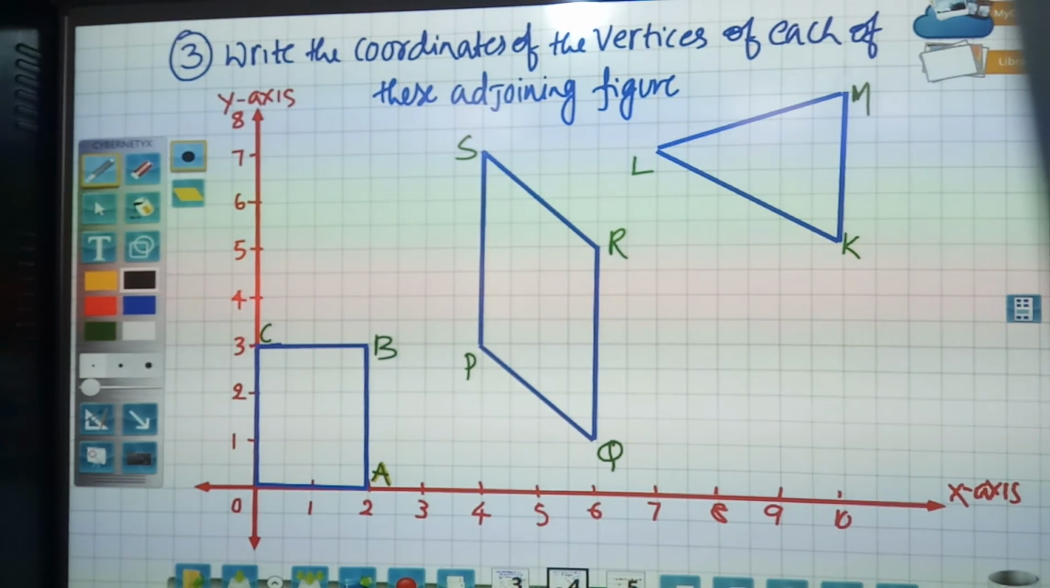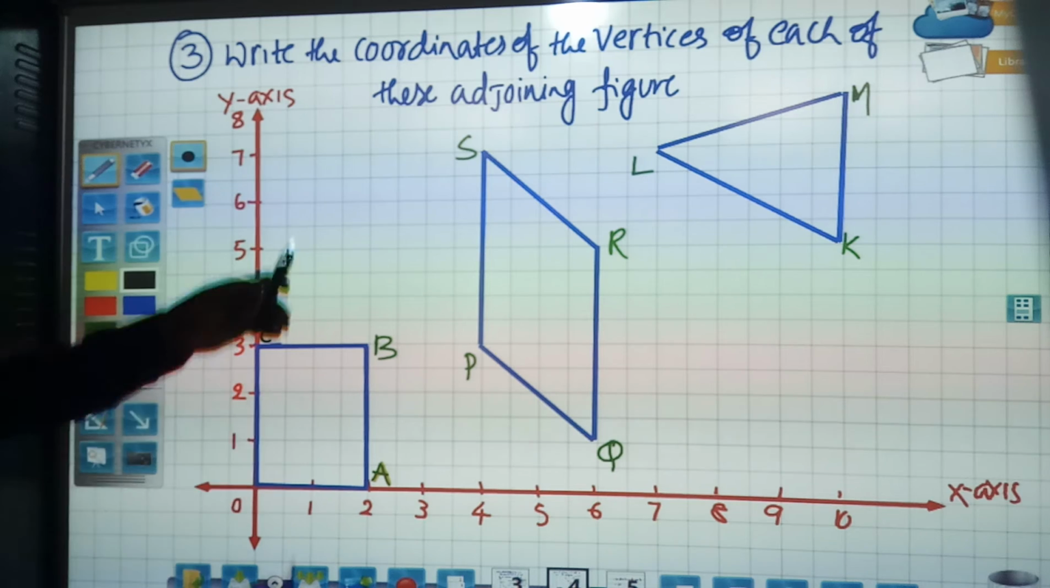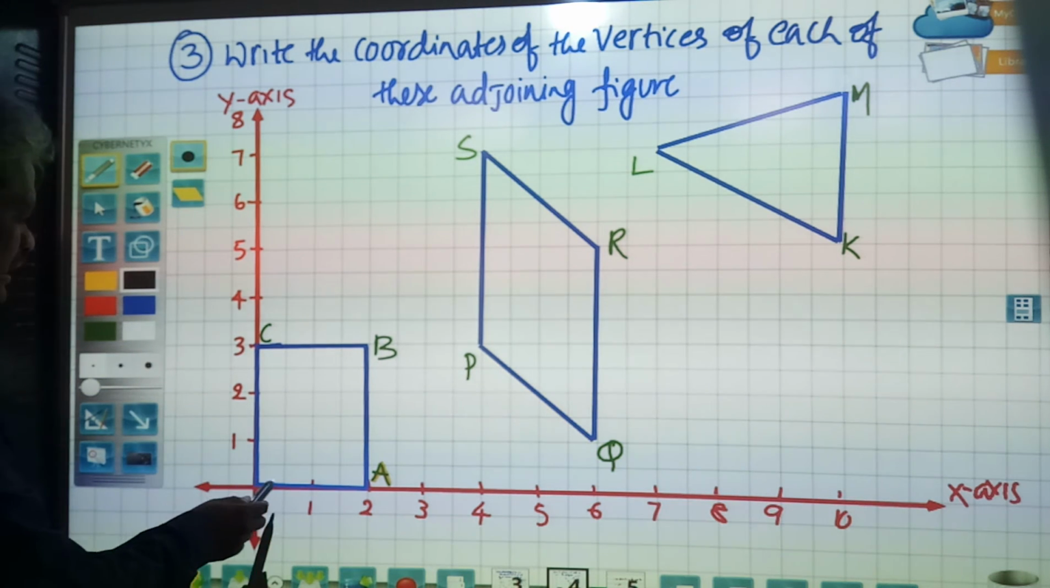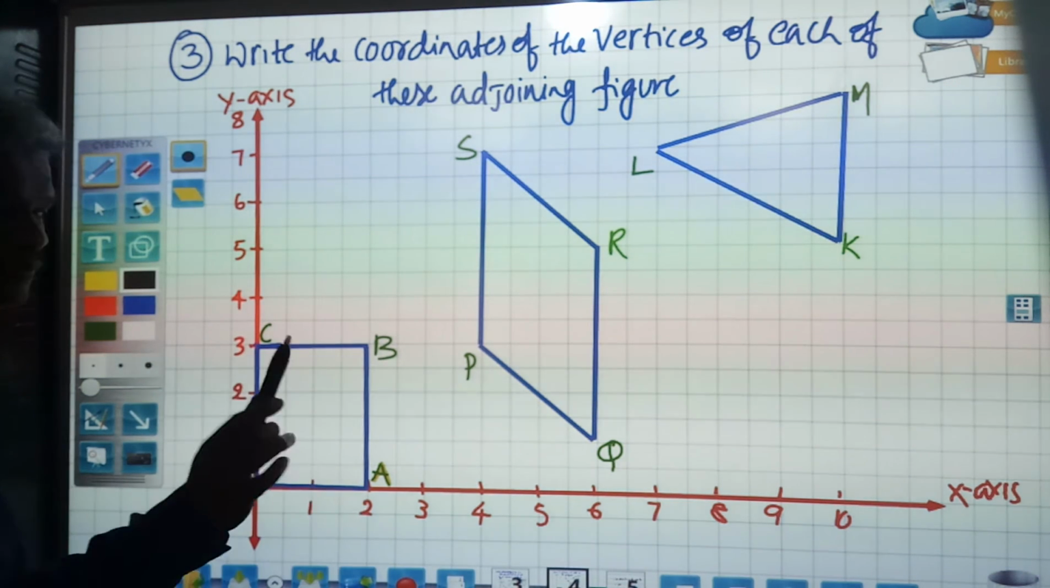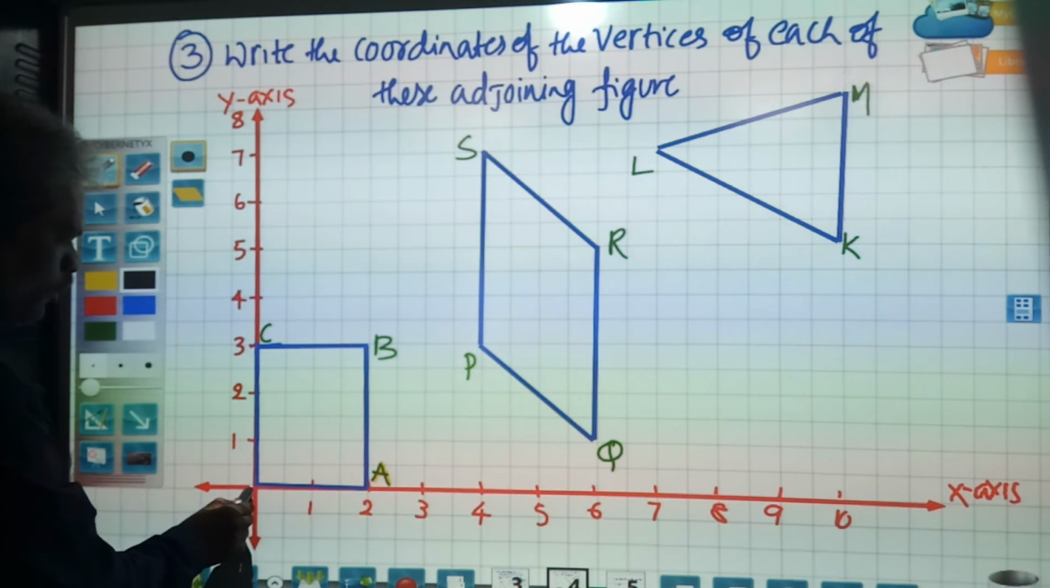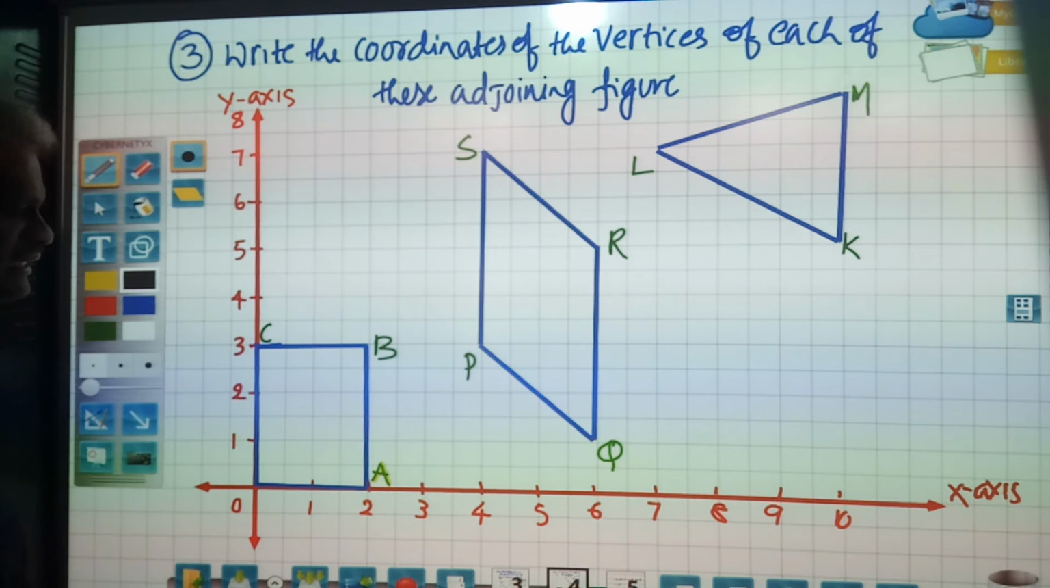So let us try to answer this one. Write the coordinates of the vertices of each of these adjoining figures. Now you have to locate this. What are the coordinates of these vertices? See here, this is a quadrilateral with 4 sides. The vertices are O, A, B, and C. What are the coordinates of O?